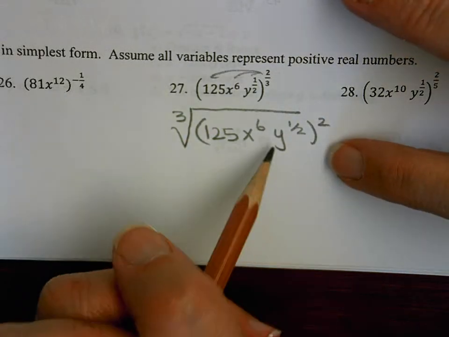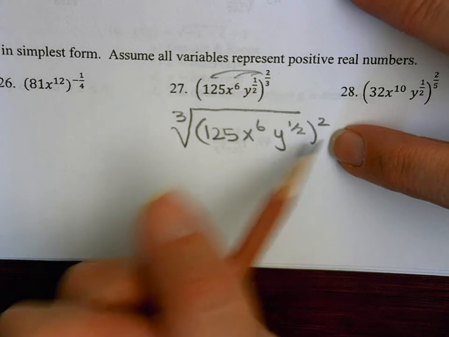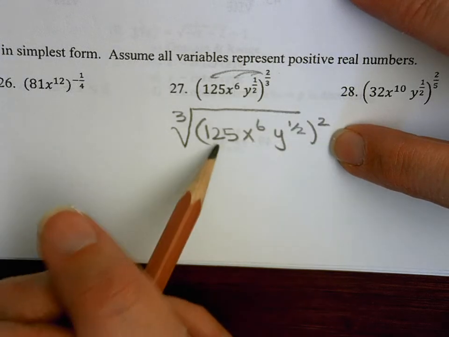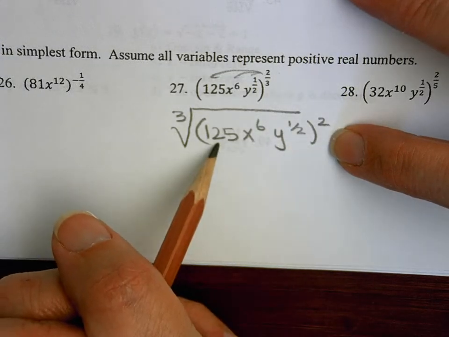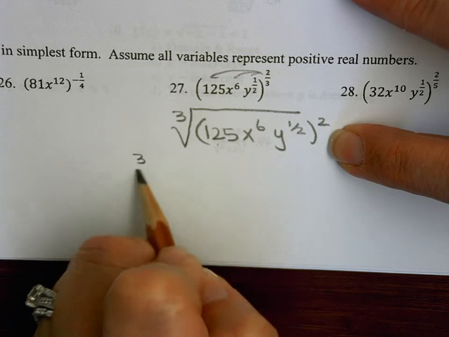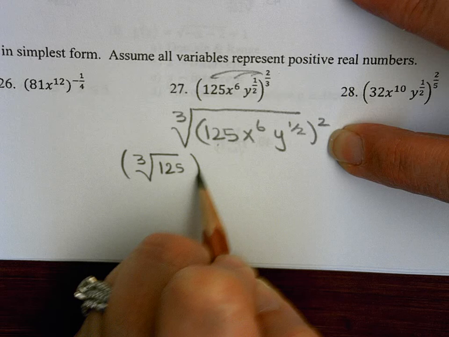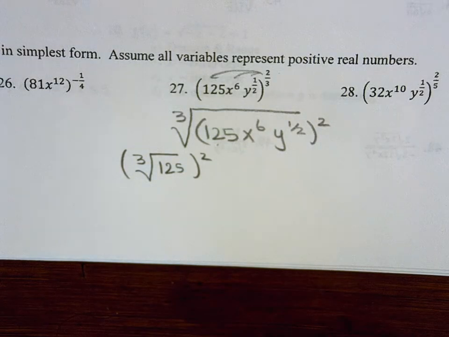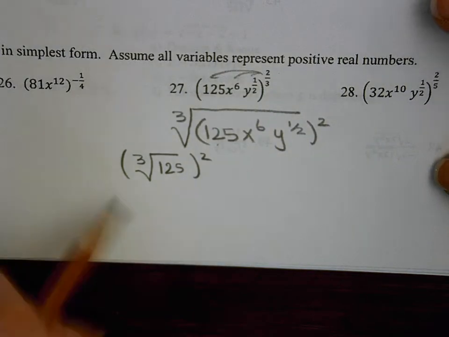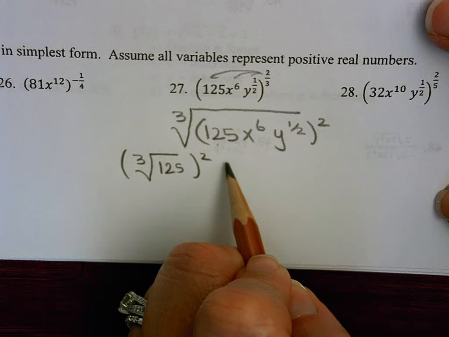So I'm going to go ahead and break this apart just a little bit, because I can square this out and I can square this, but I don't want to square this, right? That's like a lot of work. So I'm going to do my numbers separate. So I have the cube root of 125, and I'm going to have that be squared. So I'm going to be doing that problem separate.